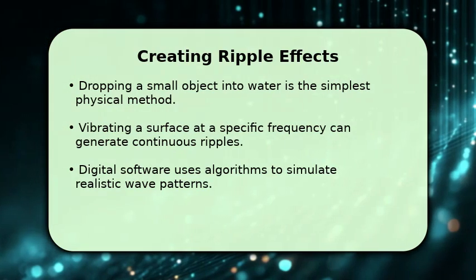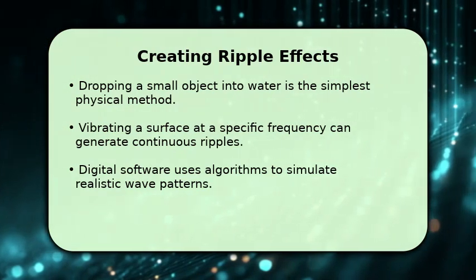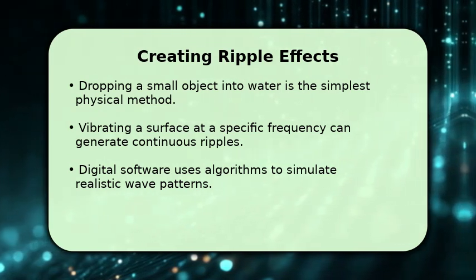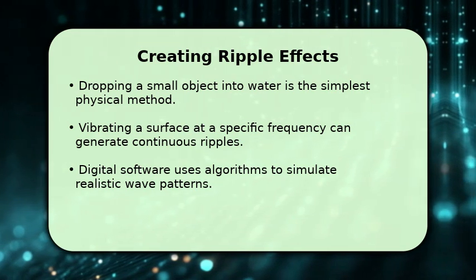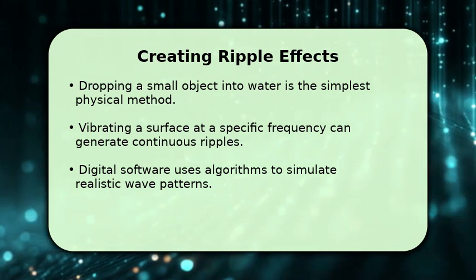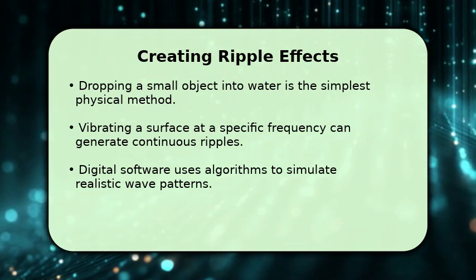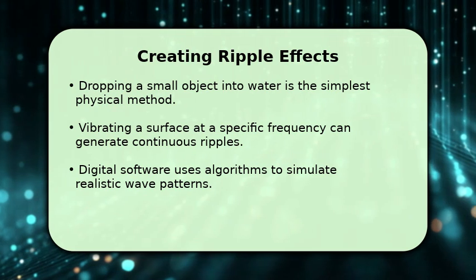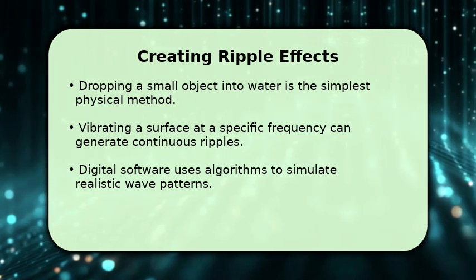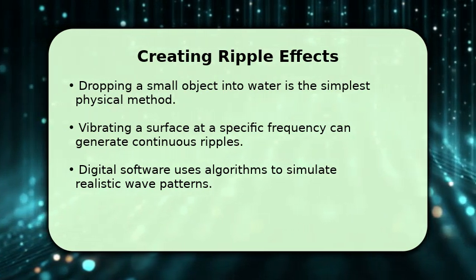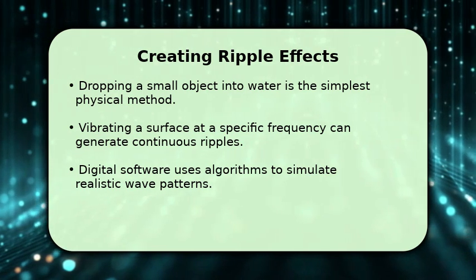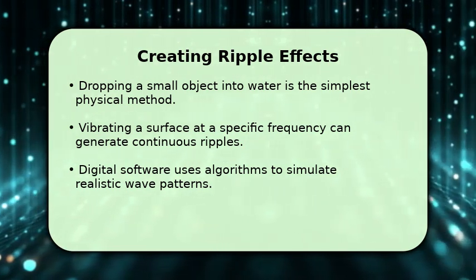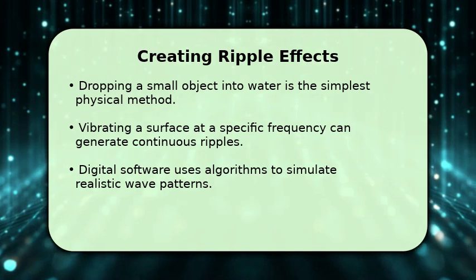There are several exciting ways to create a ripple effect. Physically, simply dropping a small pebble or a single drop of water into a calm pool is a classic method. For more controlled or continuous ripples, you might use a vibrating motor or a speaker placed near the surface. In the digital realm, software like Blender or After Effects employs complex algorithms to simulate these effects, allowing artists to manipulate parameters such as wave speed, amplitude, and decay for stunning visual results.